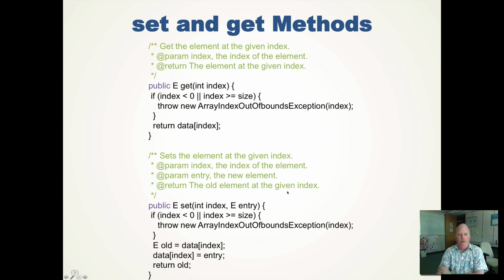The set and get methods are very, very simple. Again, we always want to check if we have an index, we want to make sure that the index is within the bounds. If it's not, throw an ArrayIndexOutOfBoundsException, and we simply return the thing in the array at the given index. To set it, same idea, we check the index, make sure it's in bounds. We get the old value, because we want to return the old value. We then set the entry at the place to the new value, and we return the old value. Very simple.